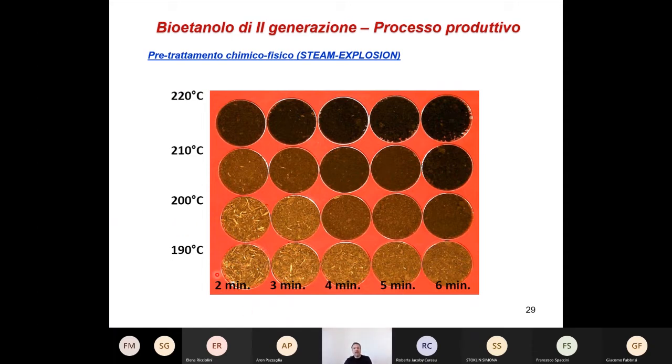This is the final result of every pretreatment. You can see that if, for example, there is straw biomass, and you make a low treatment, you obtain the same product you had before the process. So you have to move to more severe conditions, but take care not to obtain some inhibitors. So it's a very complicated step.